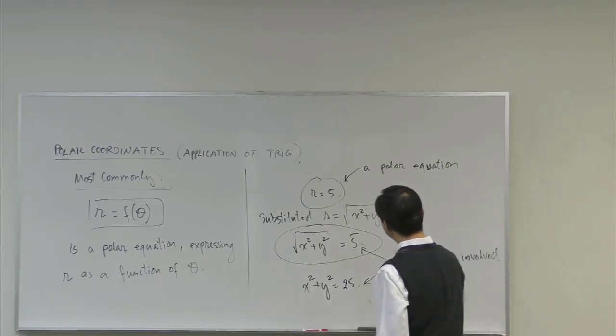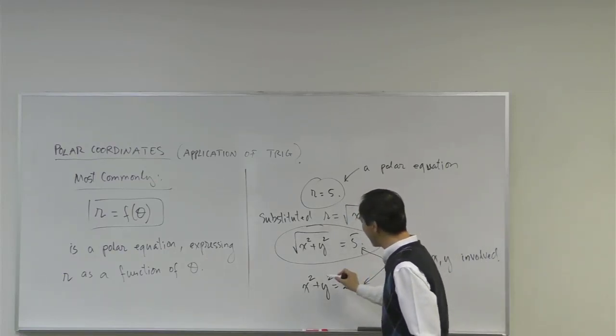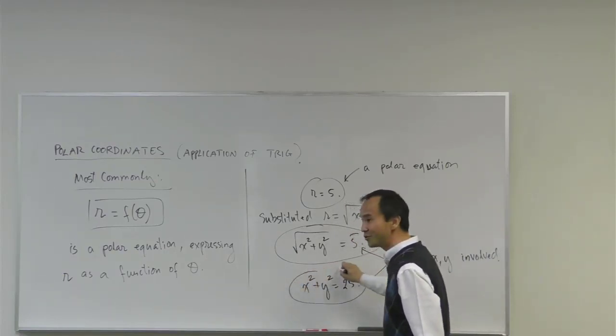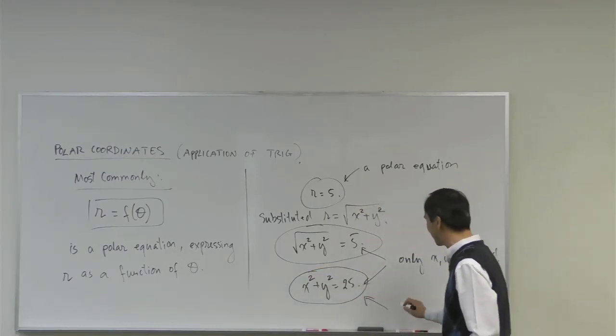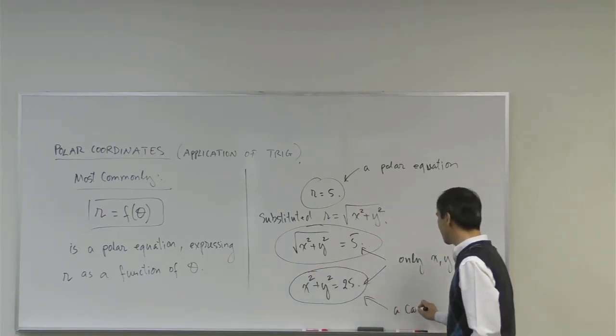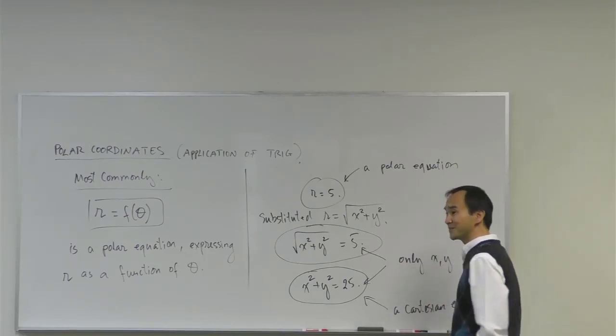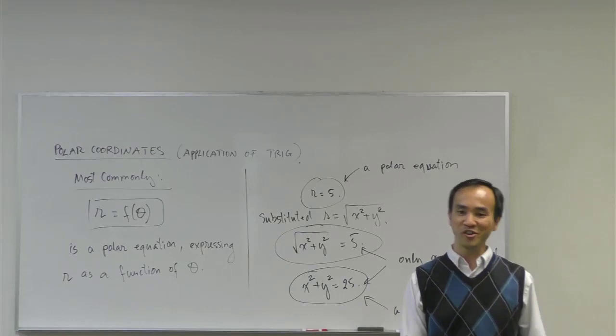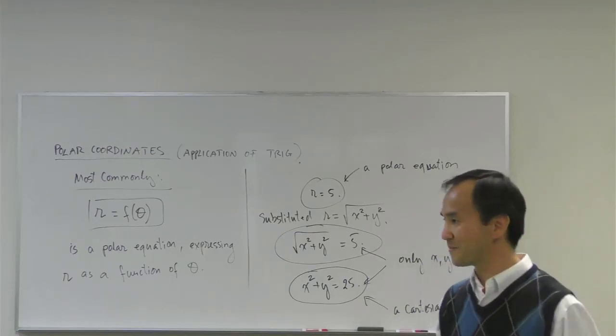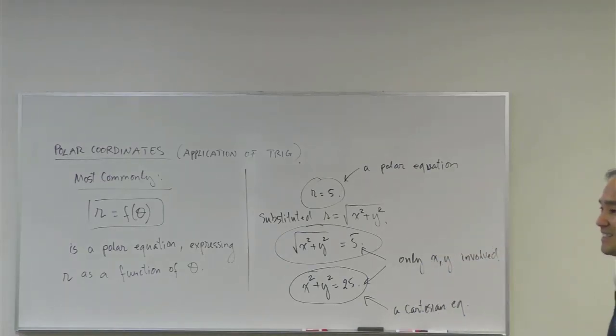And so now we're starting with a polar equation, but we've learned our way to turn that same equation into a Cartesian equation. Does that make sense? The equation in rectangular coordinates. That's what we did.